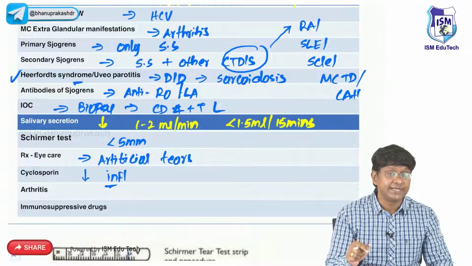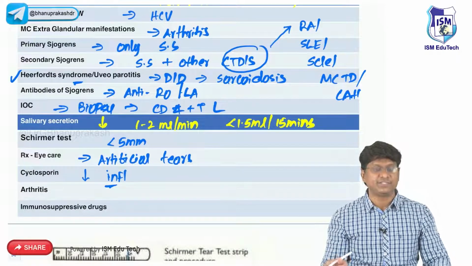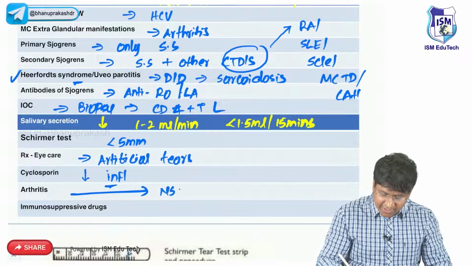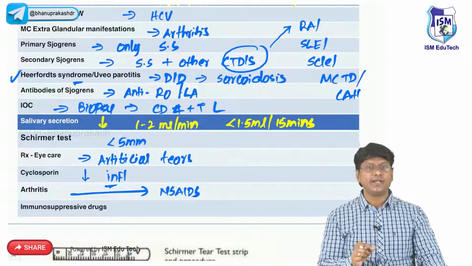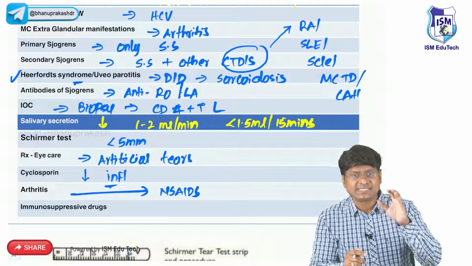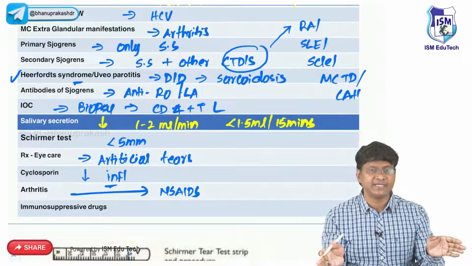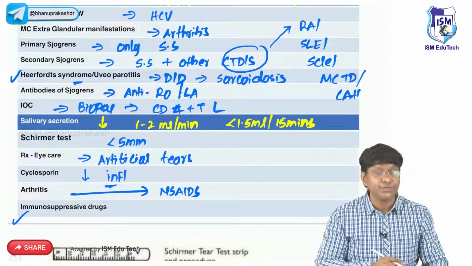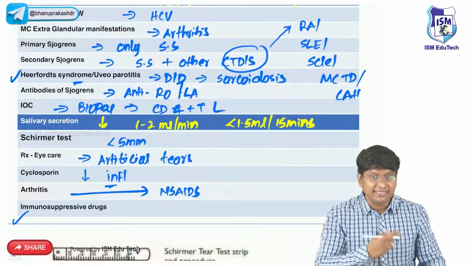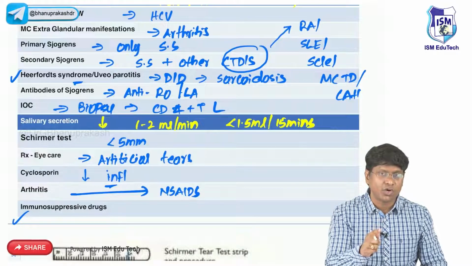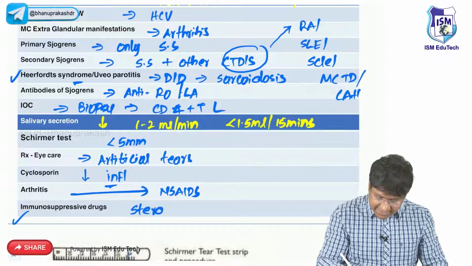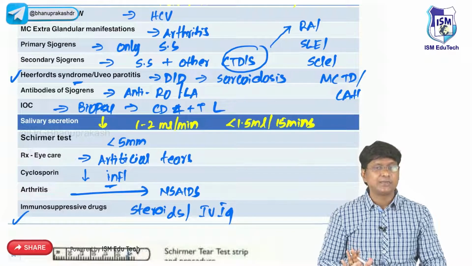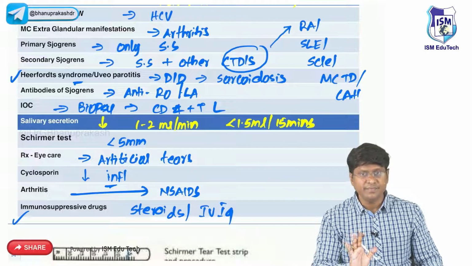Next, in these individuals, what did I tell you? The most common extraglandular manifestation will be arthritis. So for arthritis, what we give is a non-steroidal anti-inflammatory drug, right? But for individuals with severe complications, like multiple extraglandular involvement, that is the point when you need to give immunosuppressive drugs, right? These immunosuppressive drugs include systemic corticosteroids, or sometimes even intravenous immunoglobulins are also given, right? So this is Sjogren's syndrome in toto.